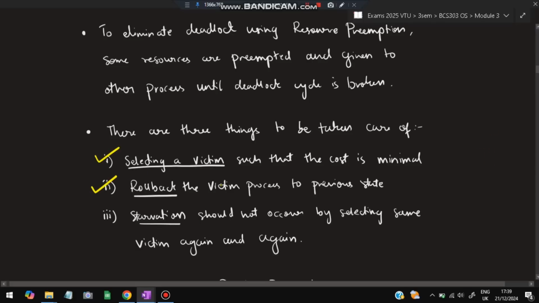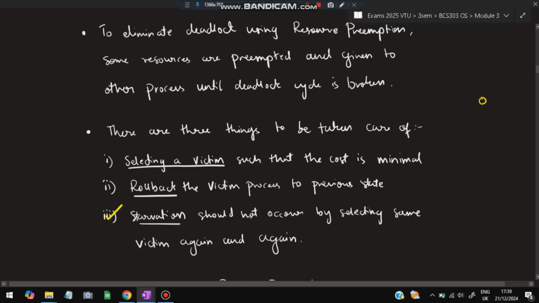Second is rollback. Rollback the victim process to the previous state. Once the process's resources are selected and given to the other process, at that time this process should be sent back to the previous state, so that it resumes its execution from the safe state again, rather than being in an incomplete state.